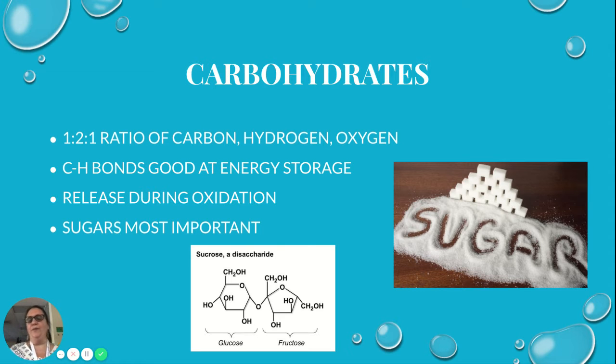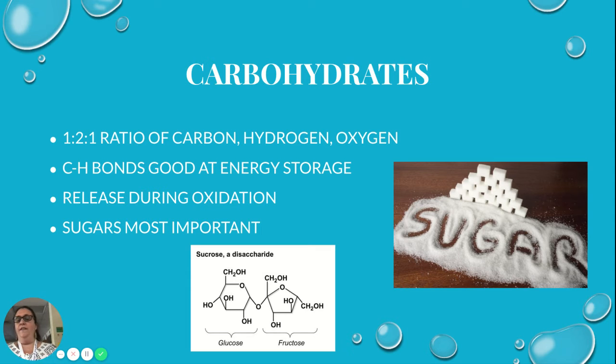Okay, so carbohydrates are in a 1-to-1 ratio of carbon, hydrogens, and oxygen. When you think about it, water, H2O, is in a 2-to-1 ratio of hydrogens to oxygens, and we are basically hydrating carbon. That's how we get carbohydrates.